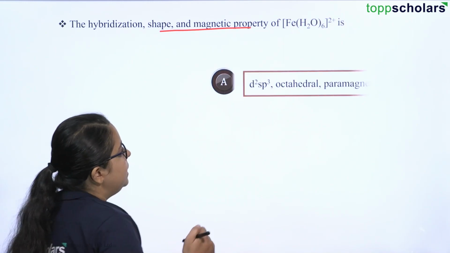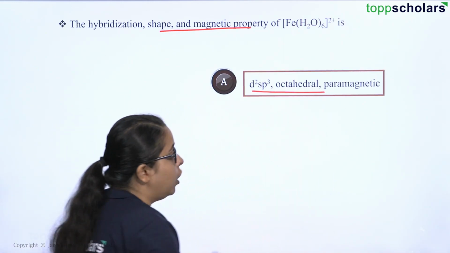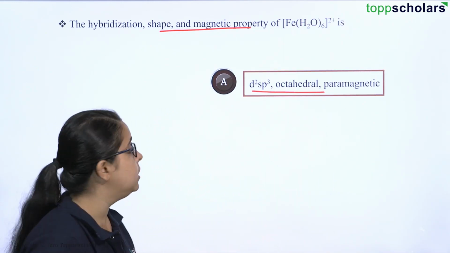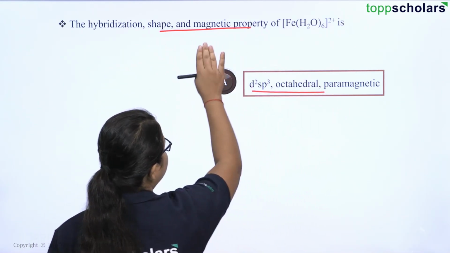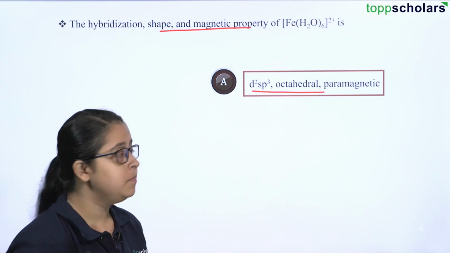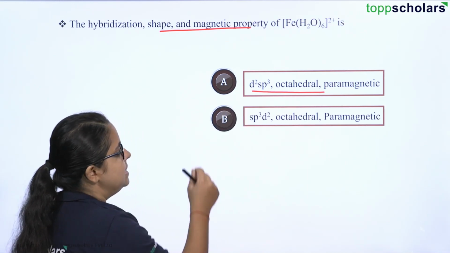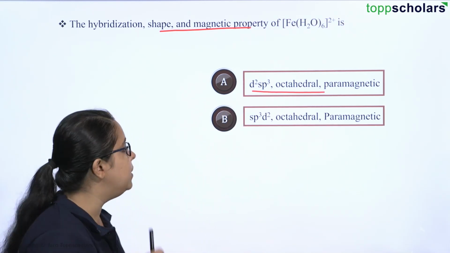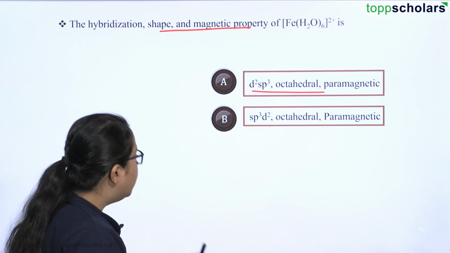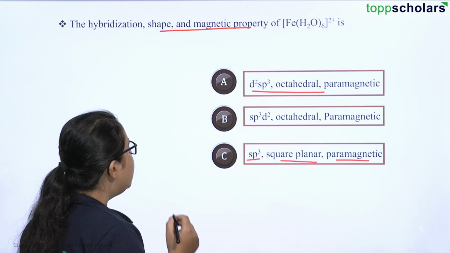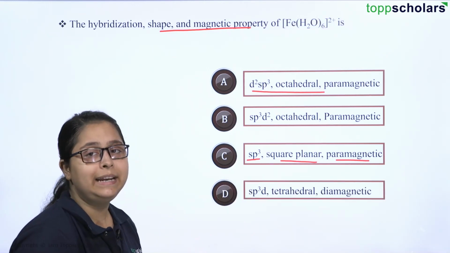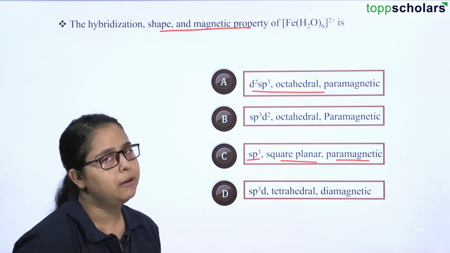Very first option A is d2sp3, octahedral and paramagnetic. So, this one is the hybridization, octahedral is the shape and paramagnetic is the magnetic property. Then we have option B which says sp3d2, octahedral and then paramagnetic. Option C says sp3, square planar and then paramagnetic. Last option D says sp3d, tetrahedral and diamagnetic.